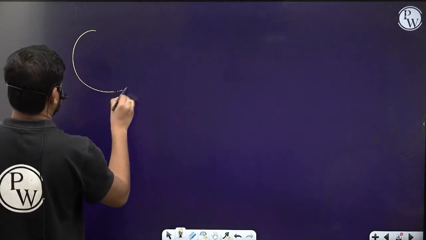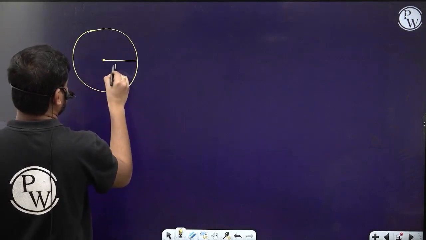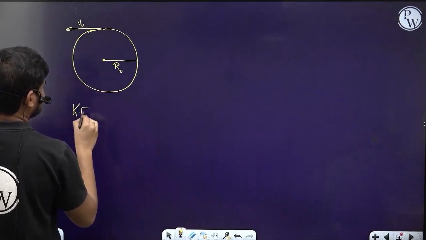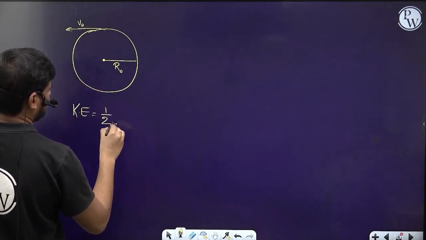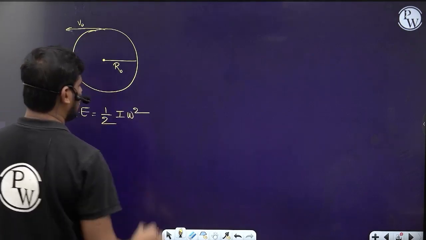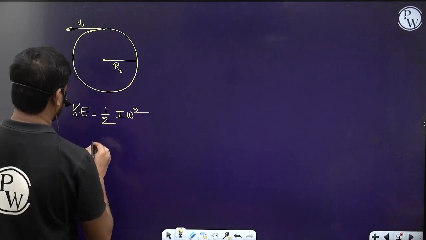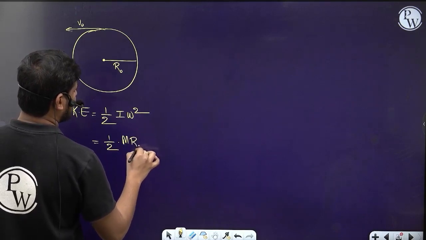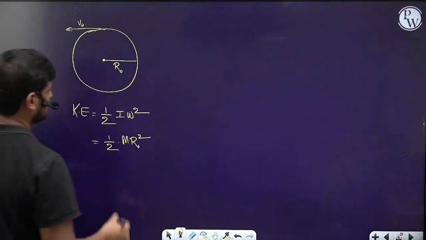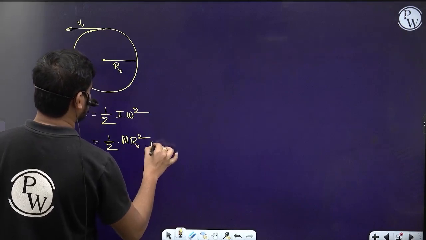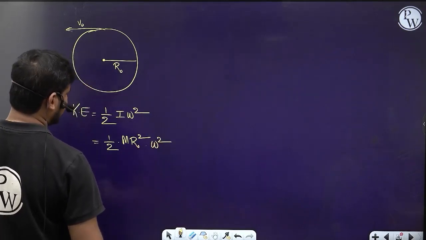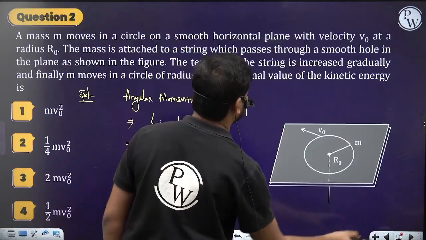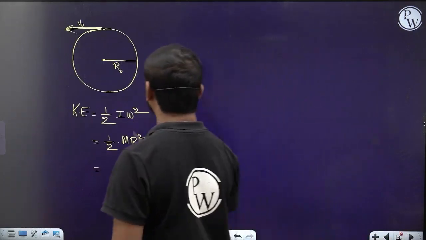So initially, when it is revolving in a circle of radius r0 with a velocity v0, its kinetic energy KE is equal to half I omega square. What is the moment of inertia initially? m r0 square, into omega square. So this is the initial kinetic energy. Or else you can write it using the linear velocity v0, since they gave v0. So we can take this omega also.